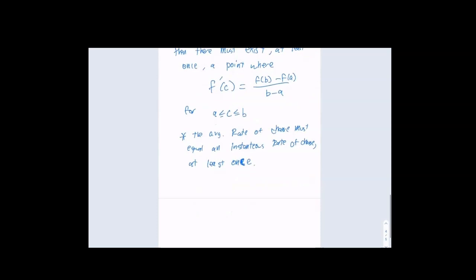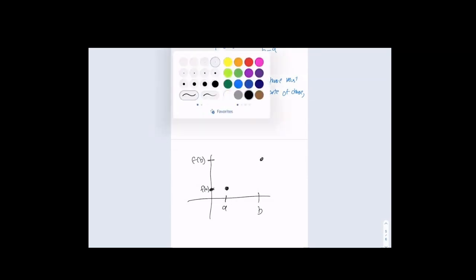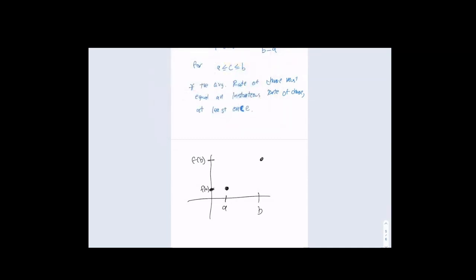Okay? Now, visually, here's what it means. I have the value A, I have the value B, I have f of A, I have f of B. Now, if I connect these two points, the slope of the secant is what we call it.